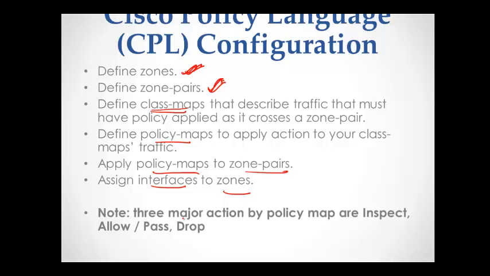The three major actions, as I told you. One is inspect, you already saw. Another one is simply pass or allow. Another one is drop. Pass and allow is not inspection, it is not stateful. Inspect is stateful. Alright, so I'm going to demonstrate this on a router.